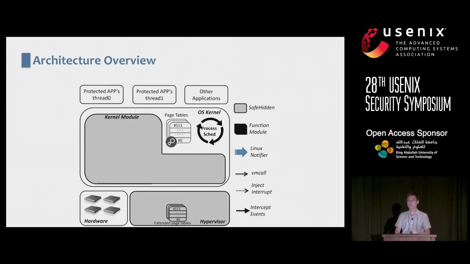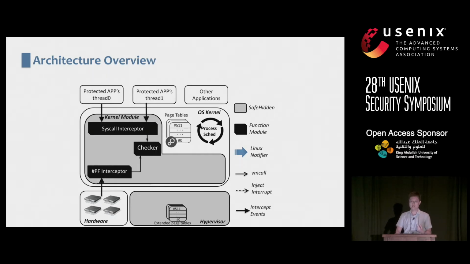There are two parts. First is the guest kernel module. The last is the hypervisor. SafeHidden intercepts the system calls and page fault exceptions and checks if it needs to perform randomization or raise a security alarm.